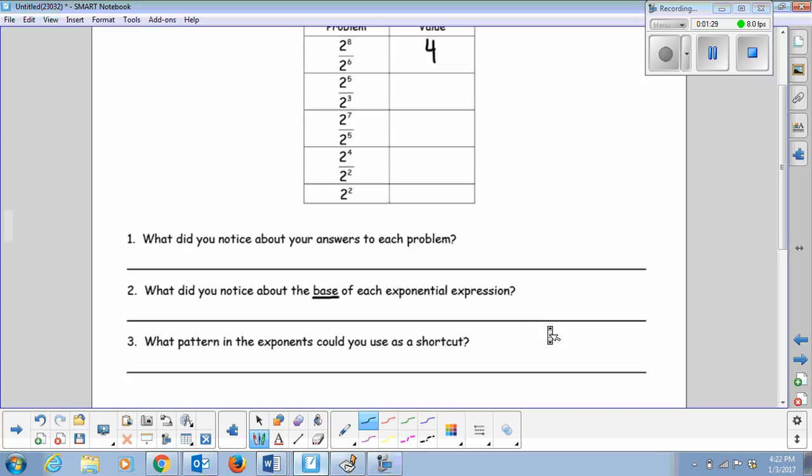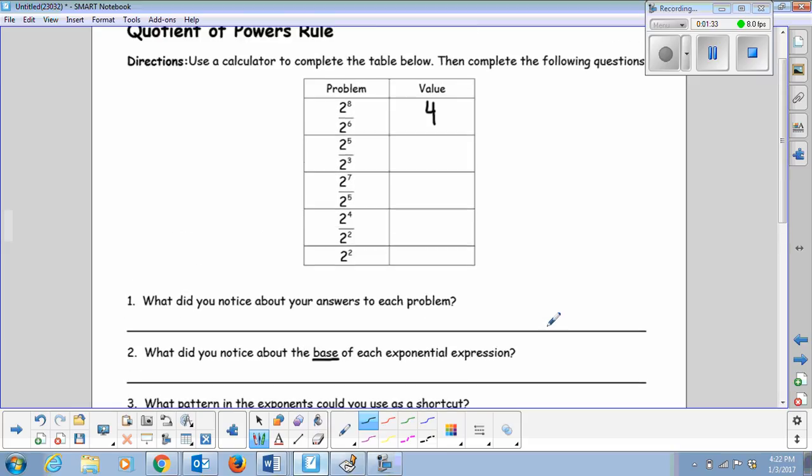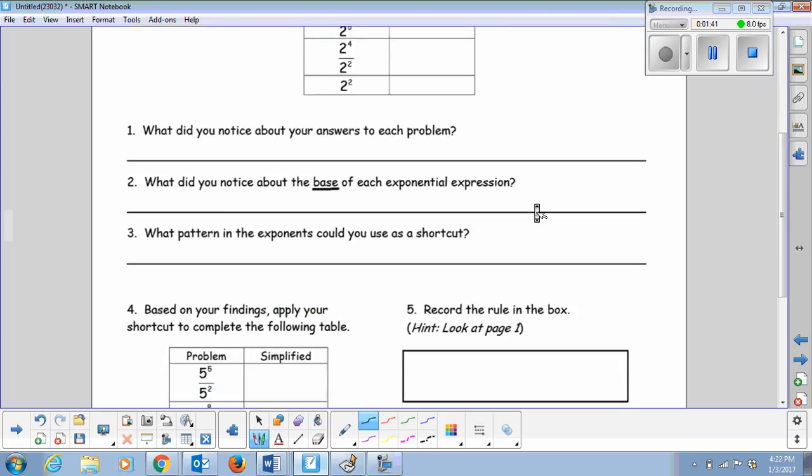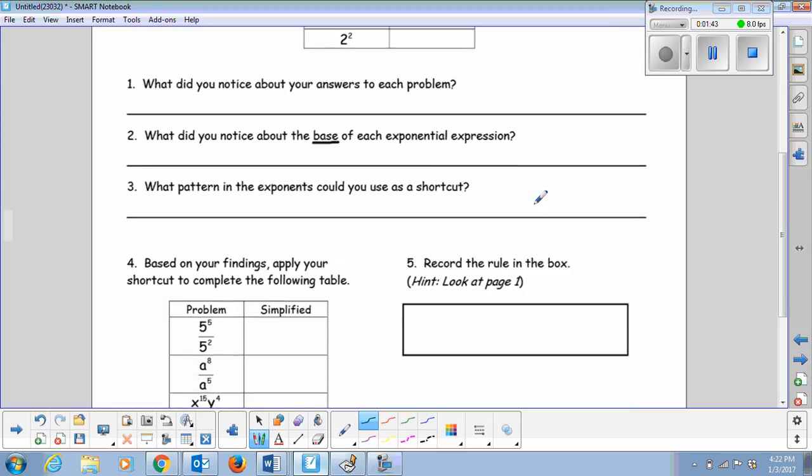And then number 3, for the pattern in the exponents. So with product, we said if we had the same base, we add the exponents. So for the quotient rule, see what you do when you have the same base. So see if you can figure out what pattern you use for the exponents. Okay, hopefully you have those sentences for me.